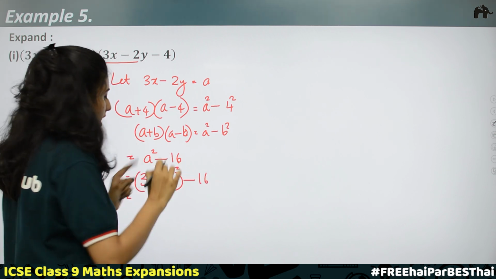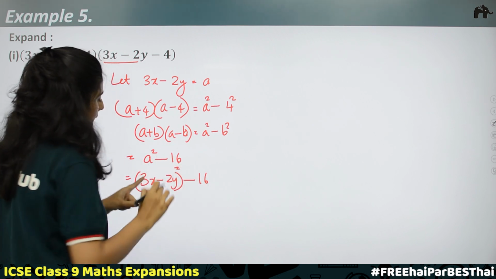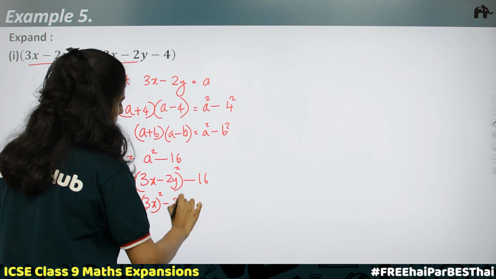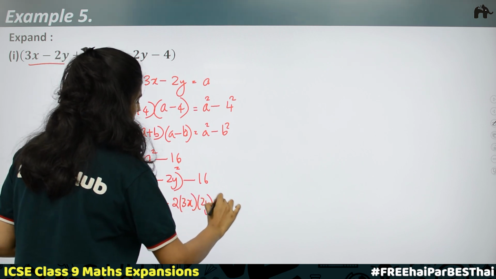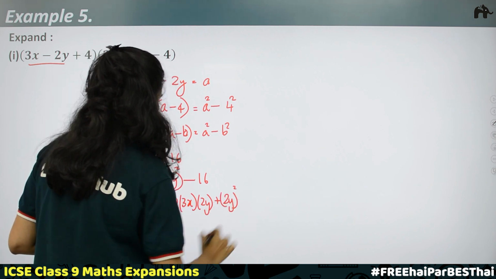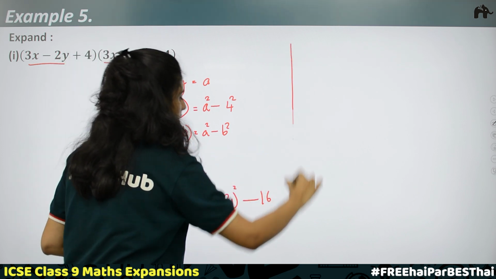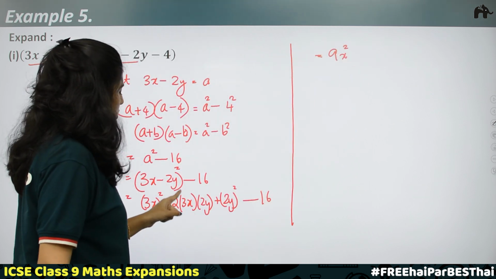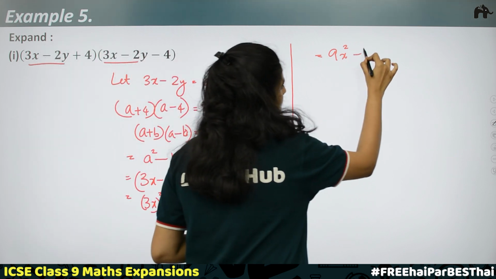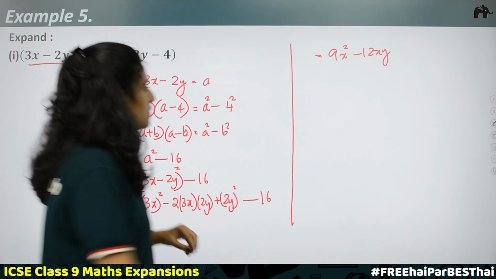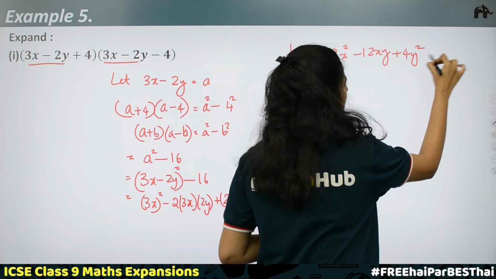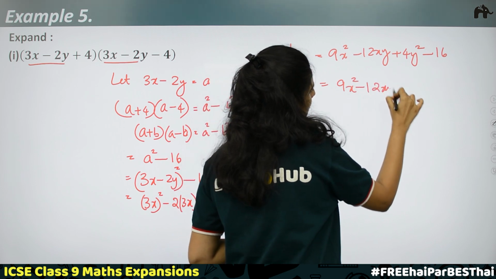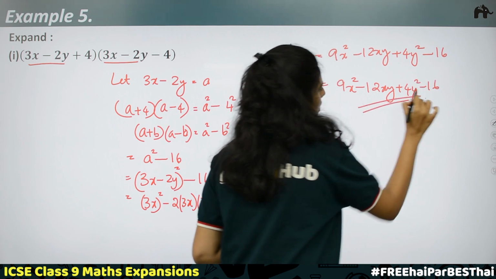A minus B whole square is A square minus 2AB plus B square. Here in place of A, we have 3x and in place of B, we have 2y. 3x whole square minus 2 into 3x into 2y plus 2y whole square minus 16, which is equal to 3x whole square is 9x square, 2 into 3 is 6, 6 into 2 is 12, so minus 12xy plus 4y square minus 16. So we have 9x square minus 12xy plus 4y square minus 16. So, this is your answer.